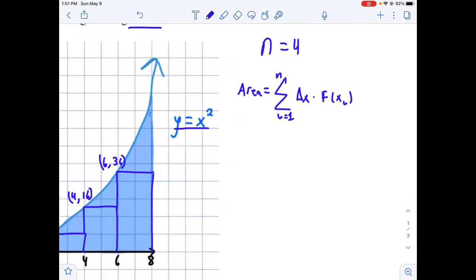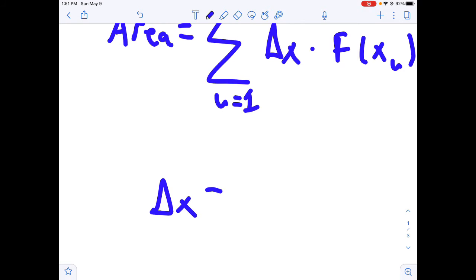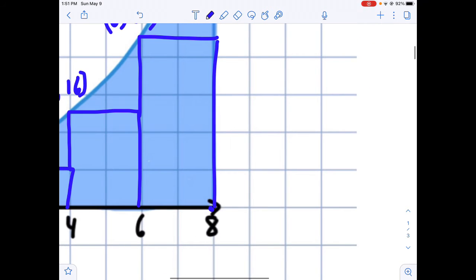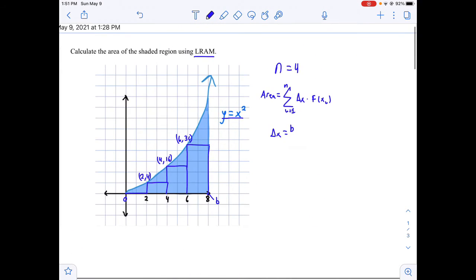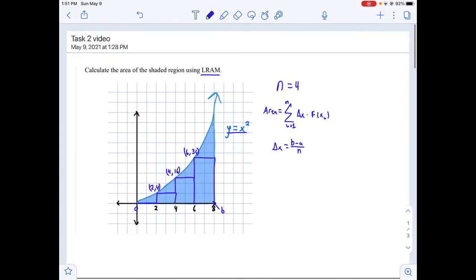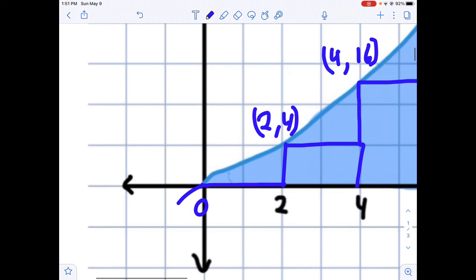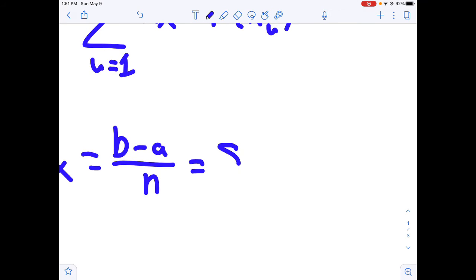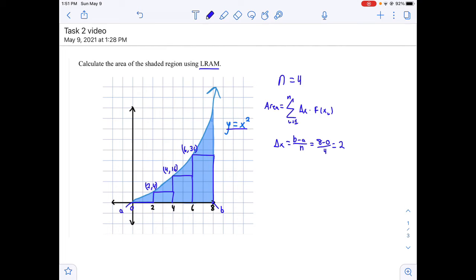Okay, so the change in x equals b, which is right here, 8, minus a, over n, and we already said n is 4, and a is 0. So then we get 8 minus 0 over 4, which simplifies out to 2.